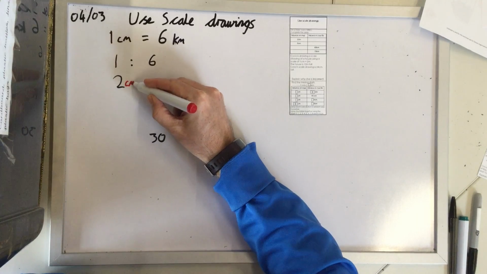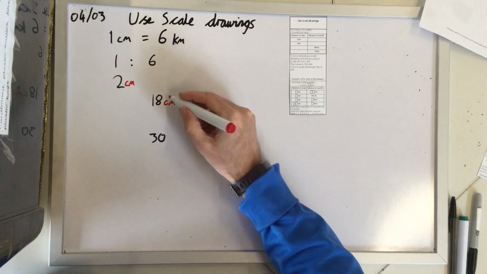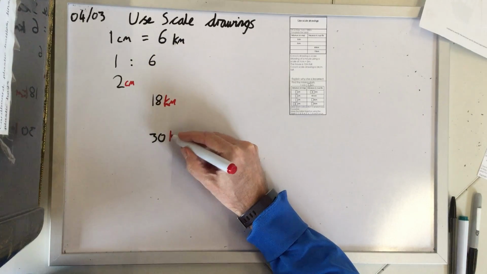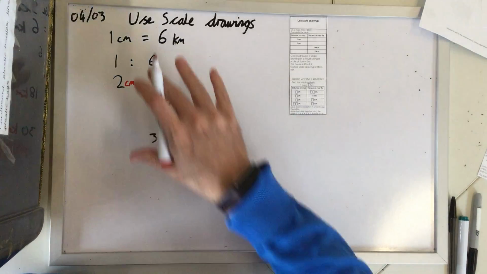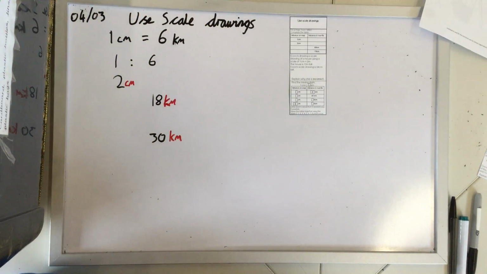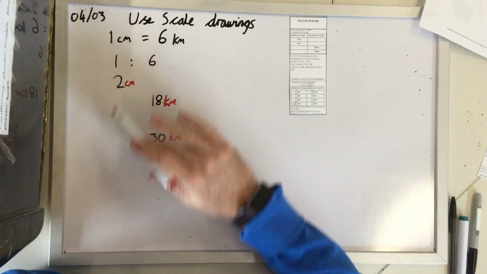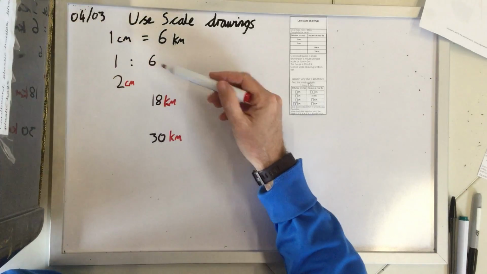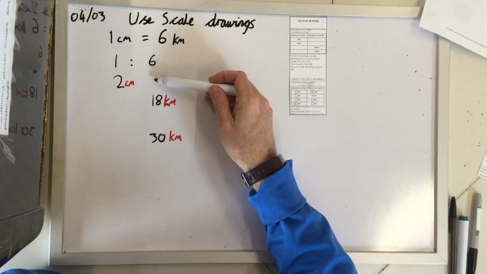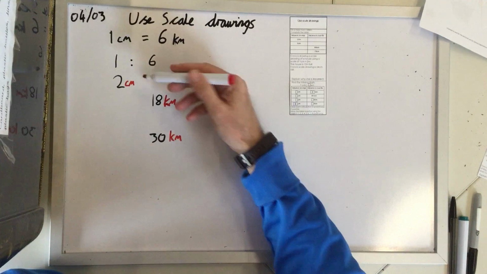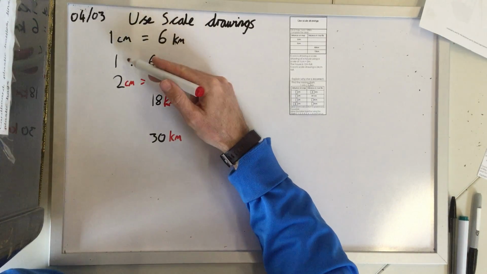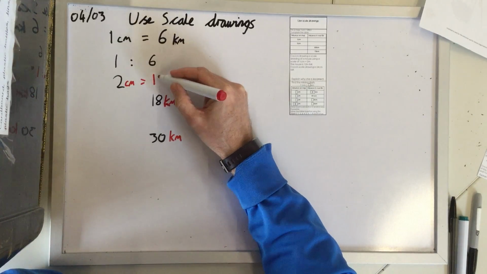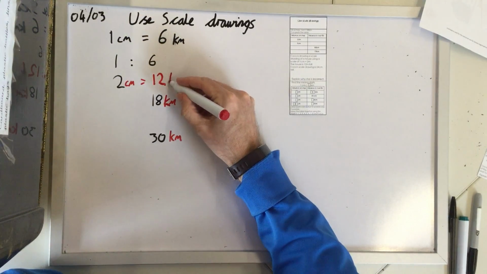So here we've got 2 centimetres, 18 kilometres. We can use what we know here to fill in the other parts of the chart. So if we have 1 to 6, if we double each side, you get 2 here. Double this will tell you what it's scaled up to. So 2 centimetres will be equal to 1 times 2, 6 times 2 is 12, 12 kilometres.